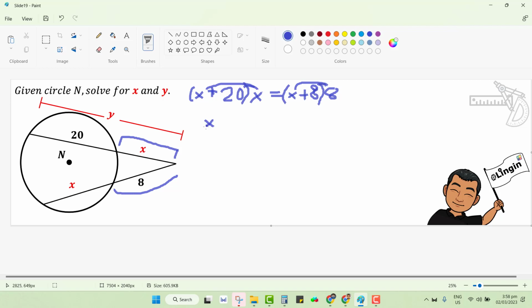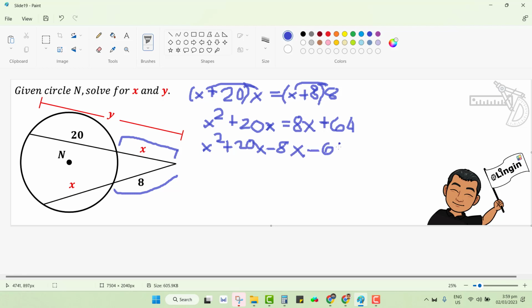So you will have here x squared plus 20x is equal to 8x plus 8 times 8, which is 64. With this equation, manipulate it by transposing terms to the other side. You will get x squared plus 20x minus 8x minus 64 equal to 0.